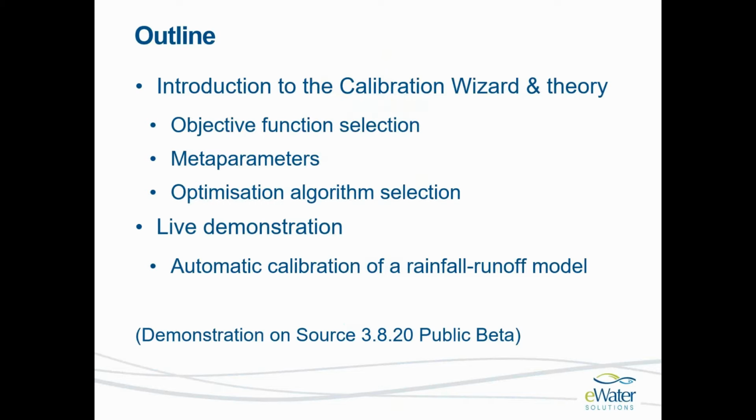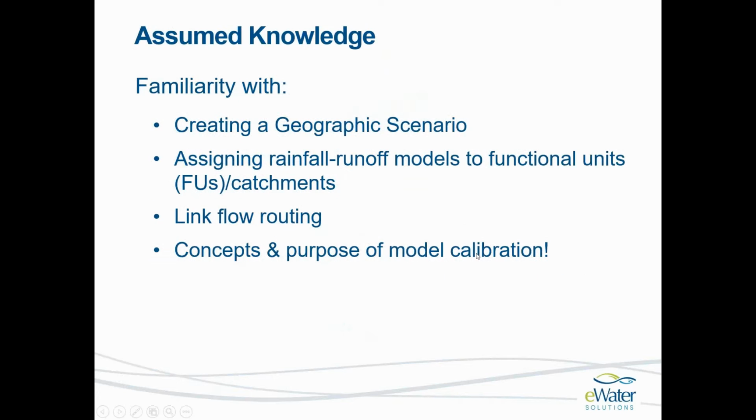Today's demonstration will be in Source 3.8.20 public beta, which actually hasn't been released yet. If you are using the free public version of Source, the process will be very similar, although some of the menus might appear slightly differently. Today I'm going to assume that the group is familiar with the process of creating a geographic scenario and assigning rainfall runoff models to functional units or catchments. I'm also going to assume that you're familiar with link flow routing and the concept and purpose of model calibration.